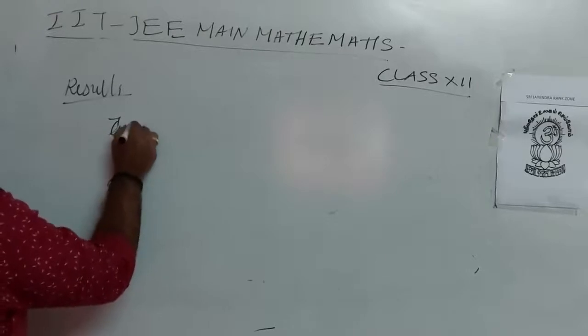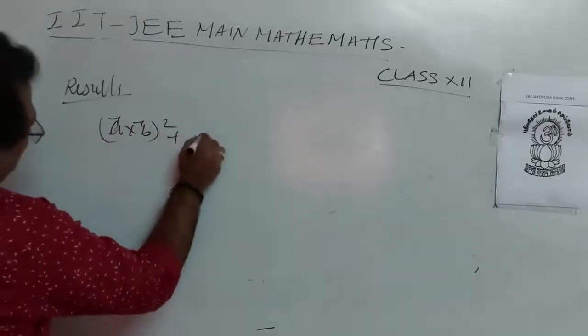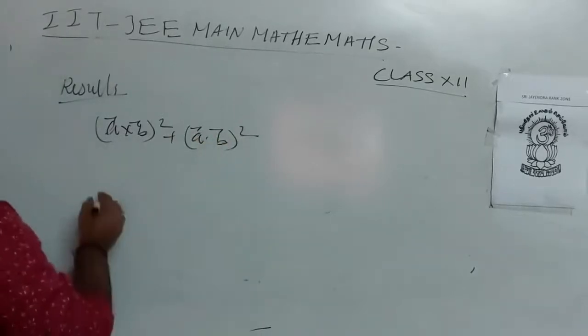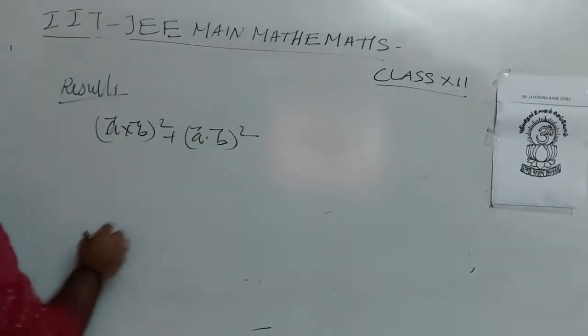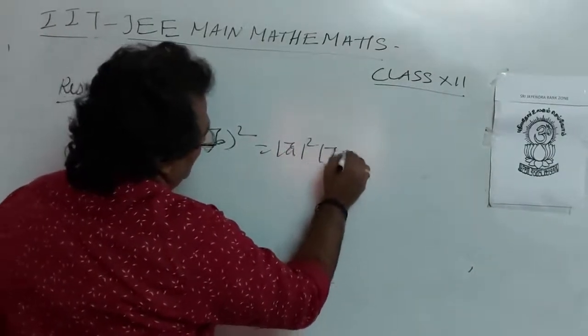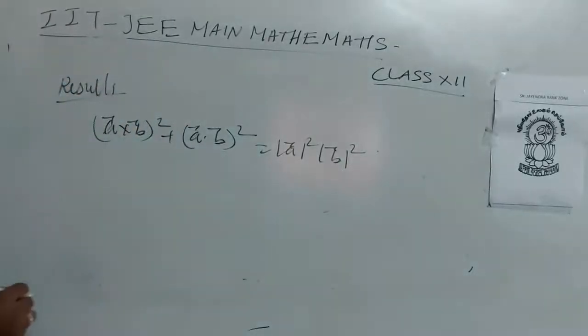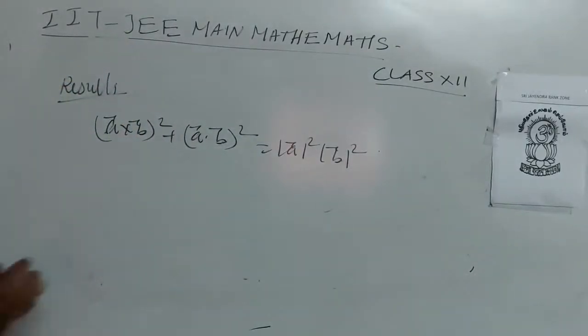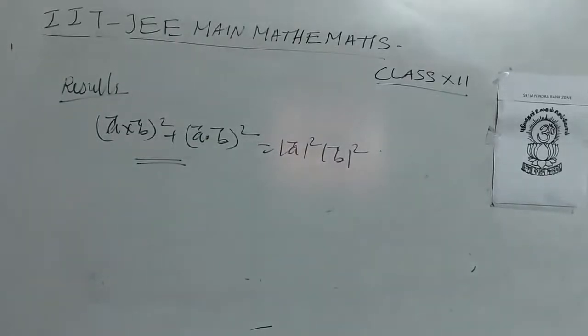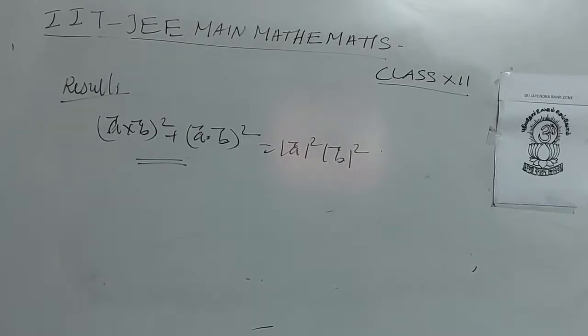A vector cross B vector the whole squared plus A dot B the whole squared equal to modulus A squared modulus B squared. So this should be remembered. Using this, problems can be asked.